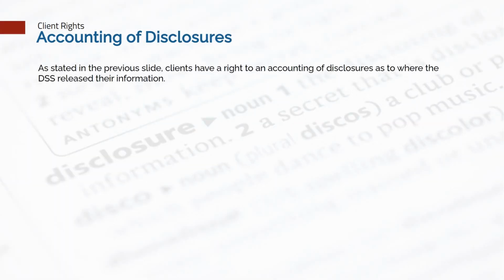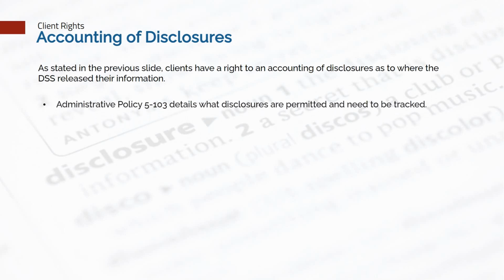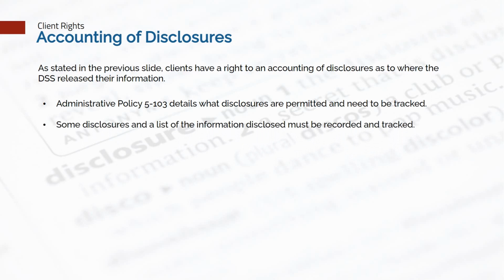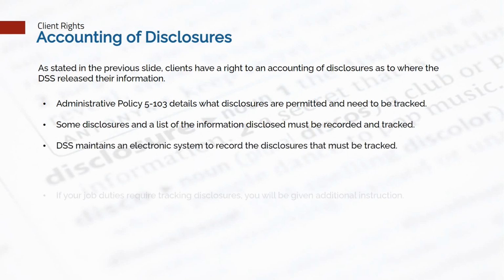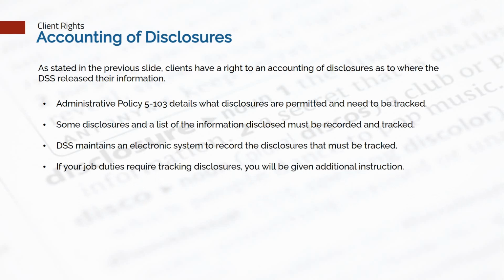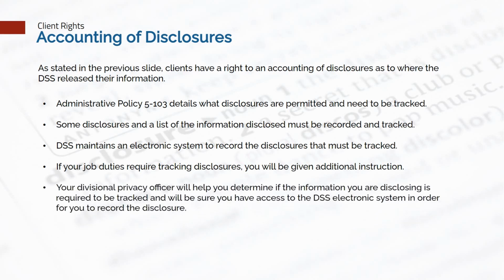As stated earlier, clients have a right to information about disclosures where DSS has released their PHI. Administrative Policy 5-103 details what disclosures are permitted and need to be tracked. Some disclosures and a list of the information disclosed must be recorded and tracked. DSS uses an electronic system to record tracked disclosures. If your daily job duties require tracking disclosures, you will receive additional instructions outside of this course. Divisional privacy officers can help you determine if the information you are disclosing must be tracked and can provide you with access to the disclosure tracking system to record the disclosure.